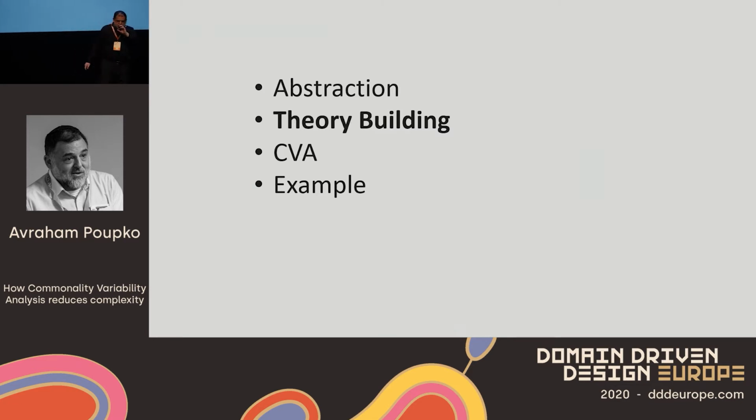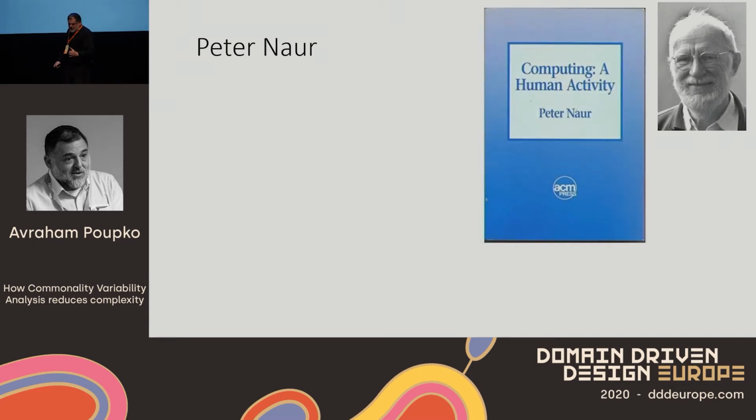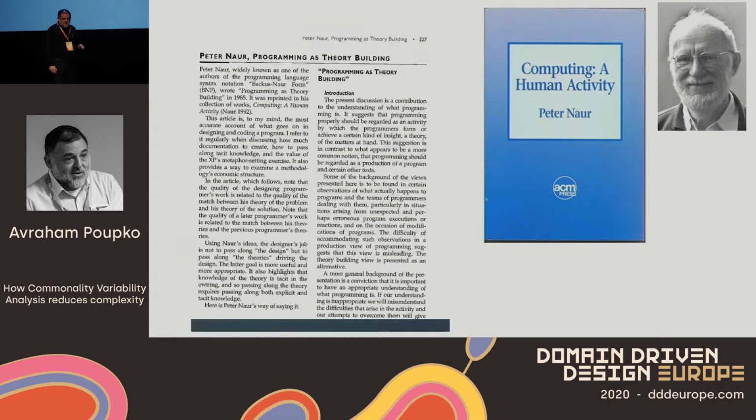This part of the talk is based on an article I read by Peter Naur. Peter Naur, of blessed memory, is a Danish computer scientist. He's the N in BNF, the Backus-Naur form. It talks about how you make formal languages. He won the Turing Award, and about 30 years ago, he wrote a very interesting collection of essays called Computing: A Human Activity. And in this wonderful collection of essays, there's a great essay called Programming as Theory Building.